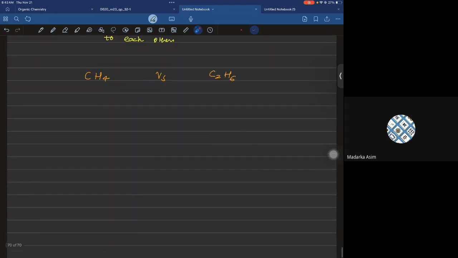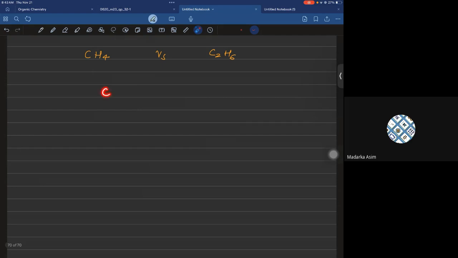Simple. Now I'm asking Amaya. Amaya, can you tell me, this is structure A and this is structure B. Which one has a high boiling point?